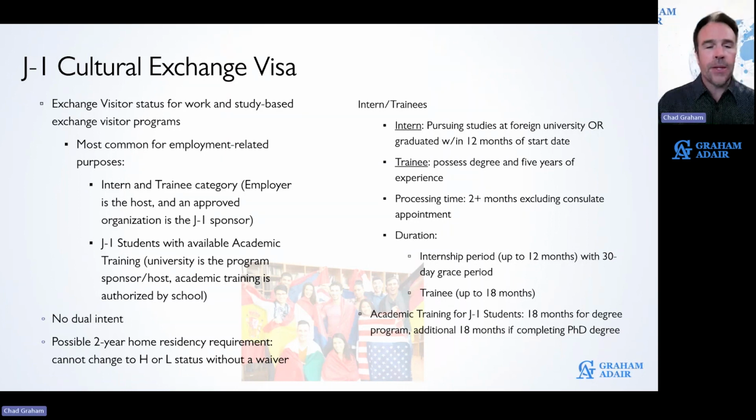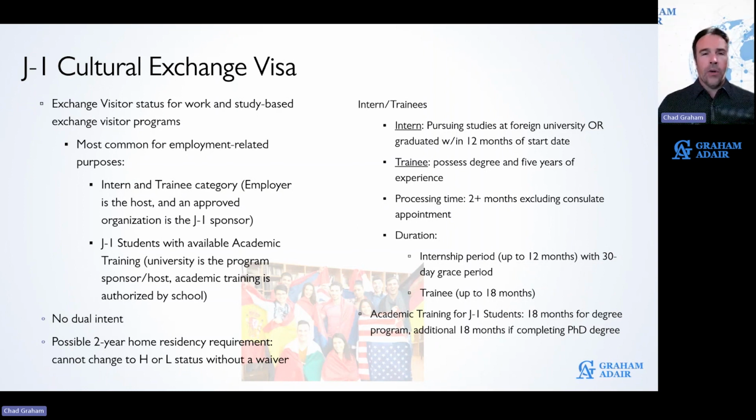The next one to talk about is one that not a lot of people look at for a number of reasons, and that's the J1. The J1 is really designed as a cultural exchange visa. So the United States has relationships with countries around the world, and the idea is that we want people to come here to the United States to get some sort of training or have a job, and then take that skill set back to their home country because their home country needs that skill. So it's designed as a cultural exchange visa.